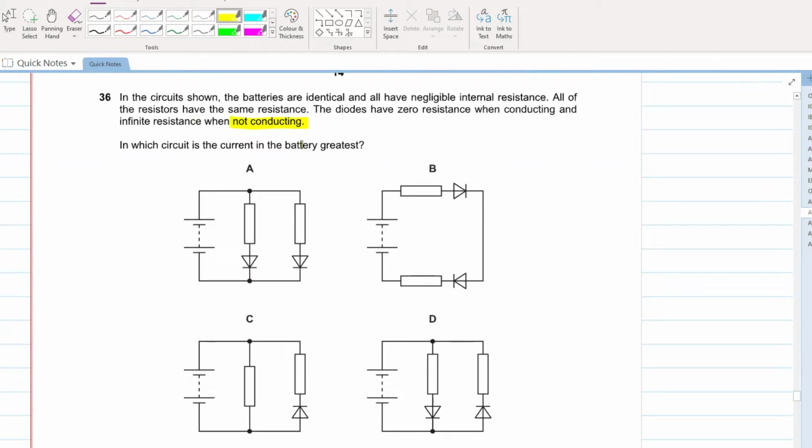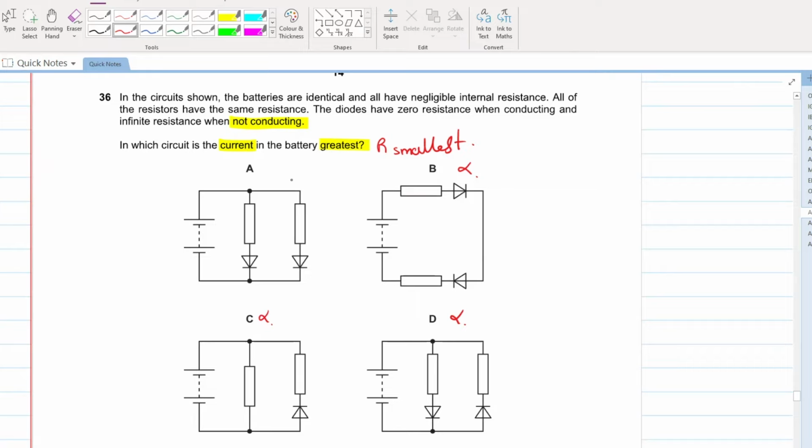Okay. So you have to find the greatest current. That means your resistance should be the smallest. Right off the bat, B will not be my answer because यहाँ पे resistors क्या हैं, in series. Perfect. D will also not be my answer. Why? Because one diode is reverse biased. C will also not be my answer. Why? Because one diode is reverse biased.